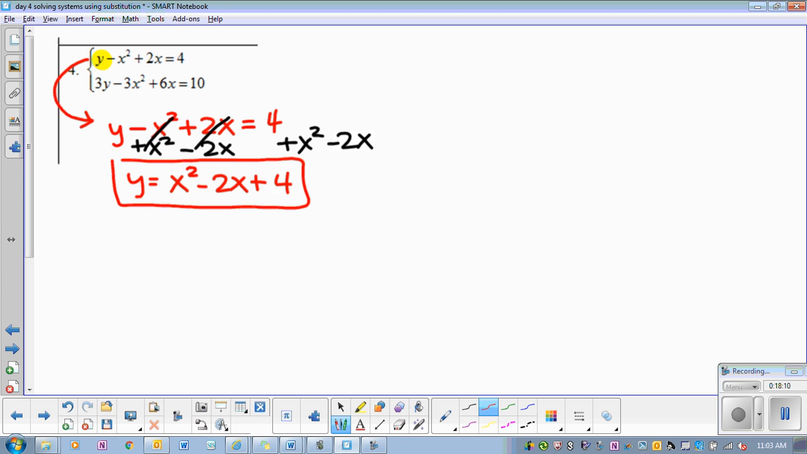I know this is a longer problem. Still follows the same principles, right? Y equals all of this. We're going to plug this into the other equation, right? So the other equation has 3y minus 3x squared plus 6x equals 10. Yeah? But I need to plug all of this in for the y.